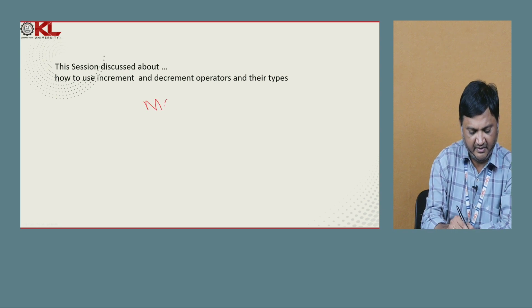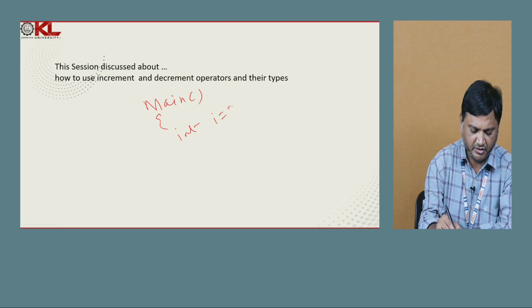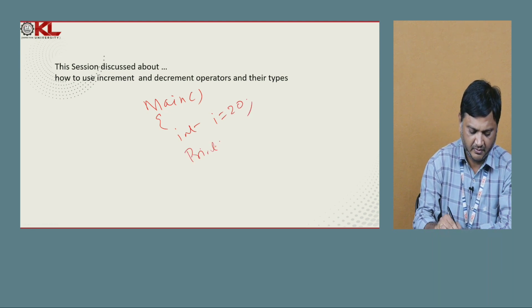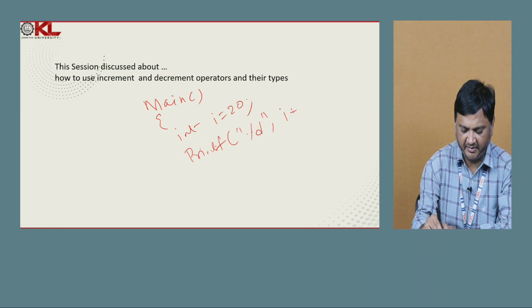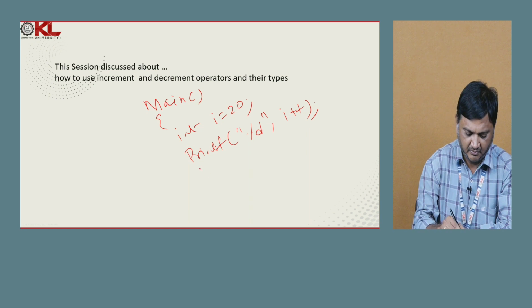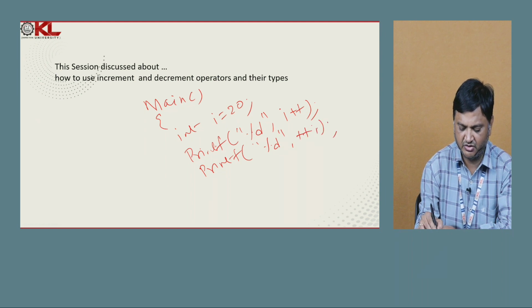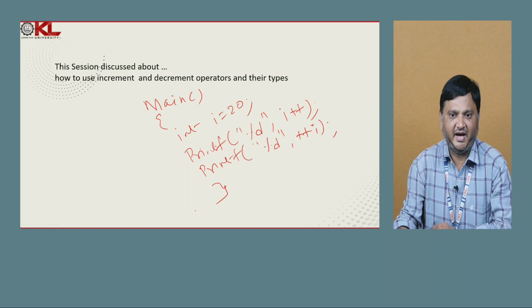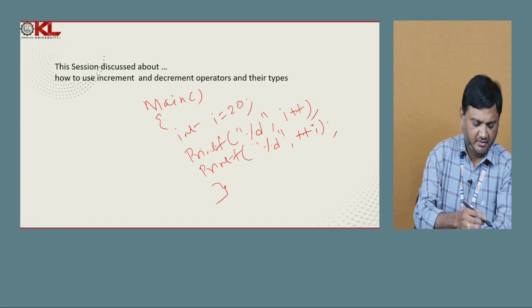Now, I will give you a small question on how to increment and how to decrement. I will take main, int I is equals to 20, printf %d comma I plus plus, printf %d comma plus plus I. I want the solution, my dear students. I want you to try what will be the I plus plus value and what will be the plus plus I value. Very good. Most of you know the answer.